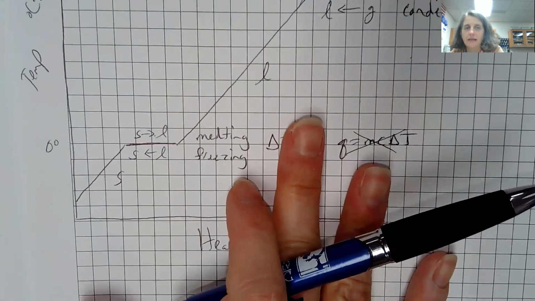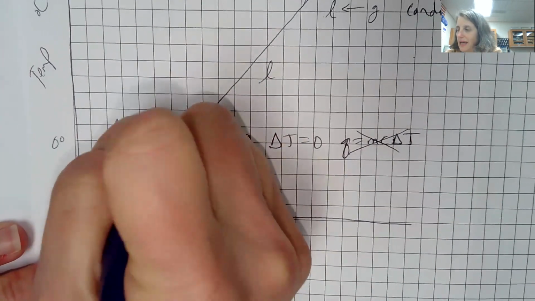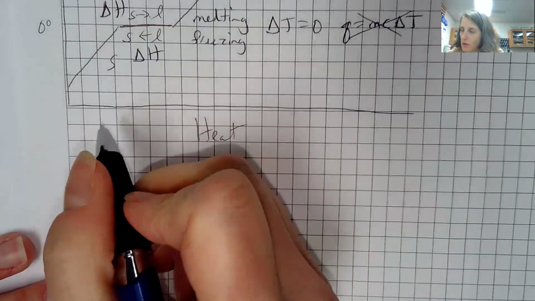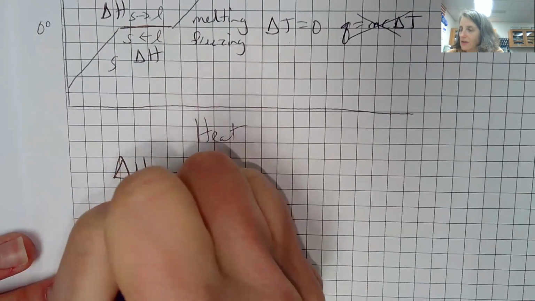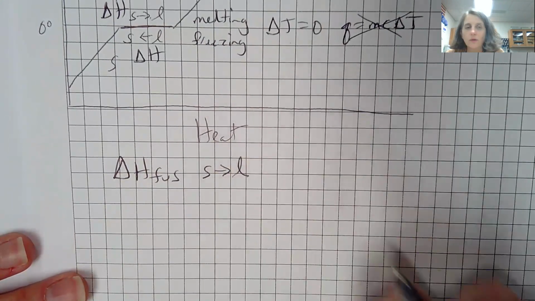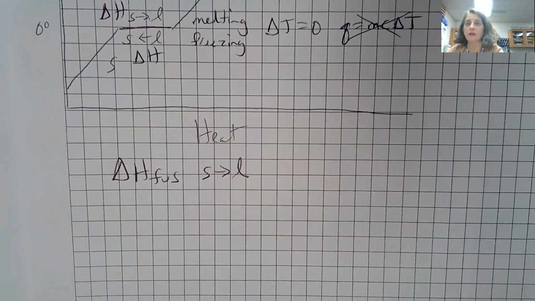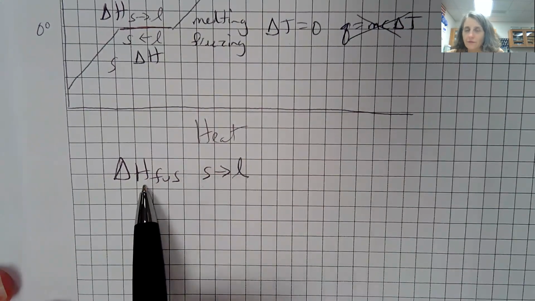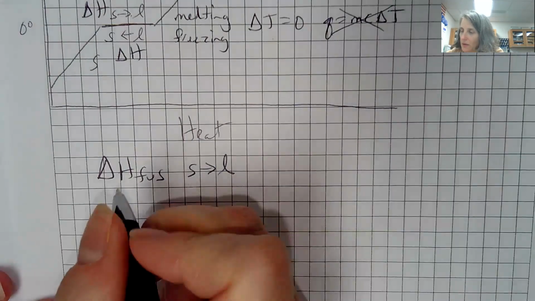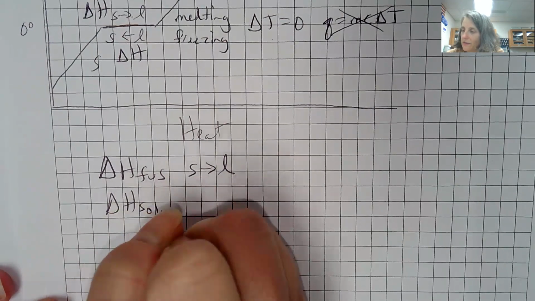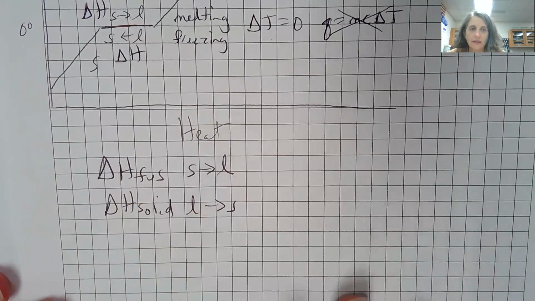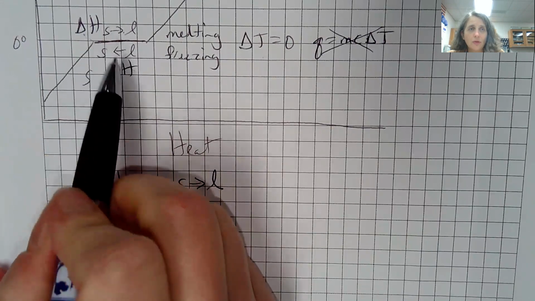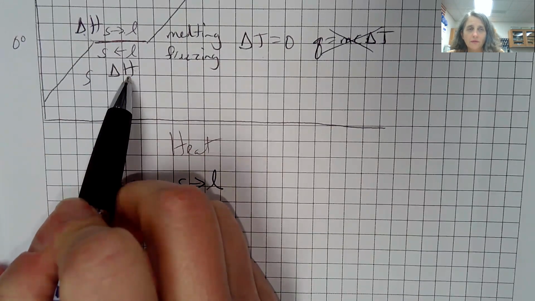So instead, at these plateaus, I have something called a delta H for each one of these processes. I'm going to write them underneath so you can see them a little better. Delta H fusion is a solid going to liquid. In my next video, I will give you definitions of it. If I'm going the opposite way, it is called heat of solidification. That is liquid going to solid. So again, the delta H on top here would be fusion, and the delta H on the bottom here would be heat of solidification.